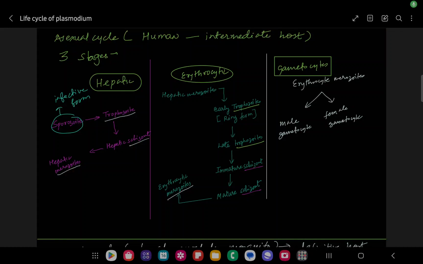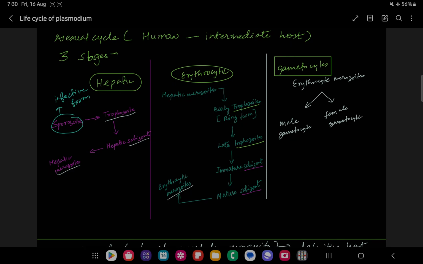Everyone, this is Aman here and I am going to start the life cycle of Plasmodium. I will try to keep it very concise and crisp so that it will be helpful in the last minute revision also for all of you. The reference taken is Apurva Sastri.